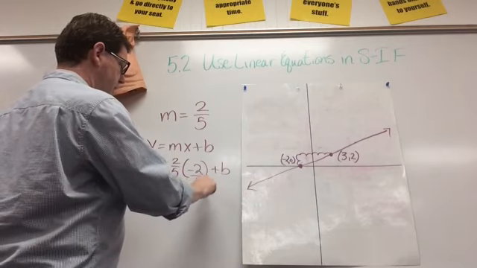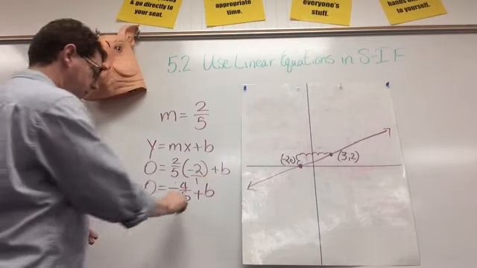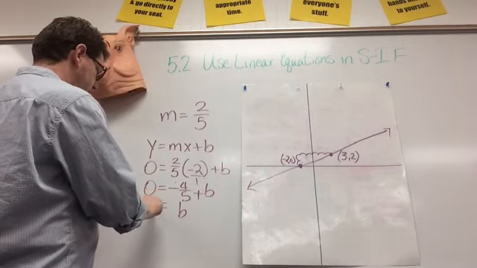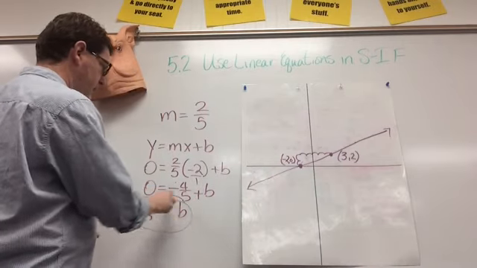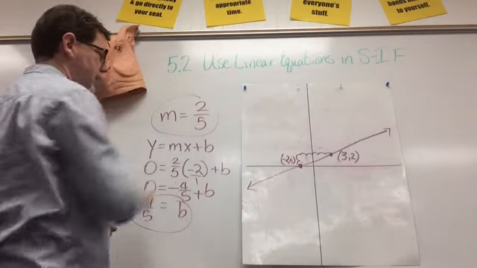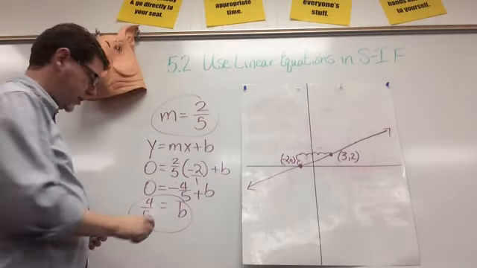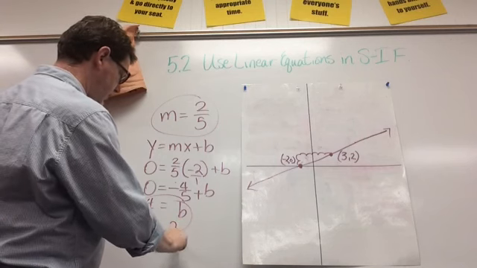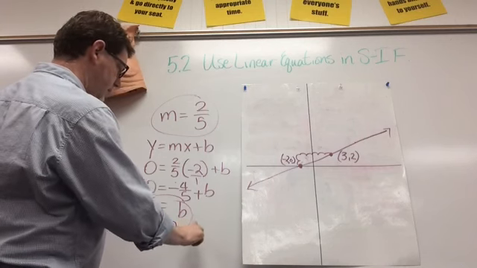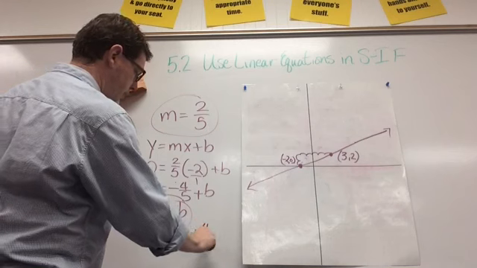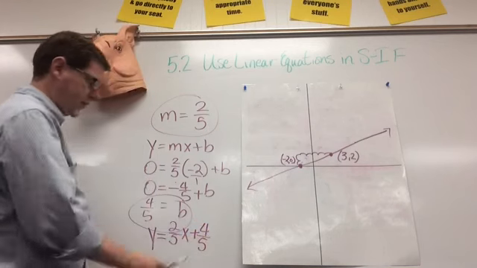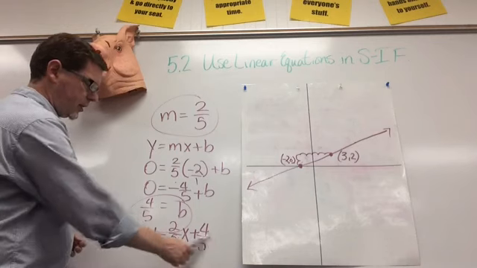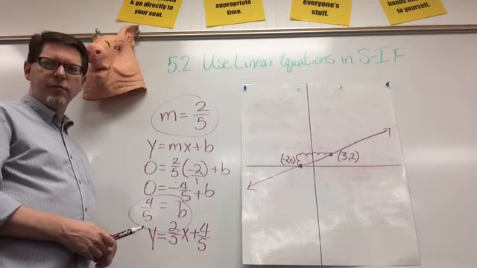So now I multiply -2 times 2/5, and I get 0 equals -4/5 plus b. Now to find b, I just move -4/5 to the other side. b equals +4/5. Now I know b, I know my slope, and I can write my equation, which is y equals 2/5 x plus 4/5. Y-intercept, slope, and my equation in slope-intercept form.